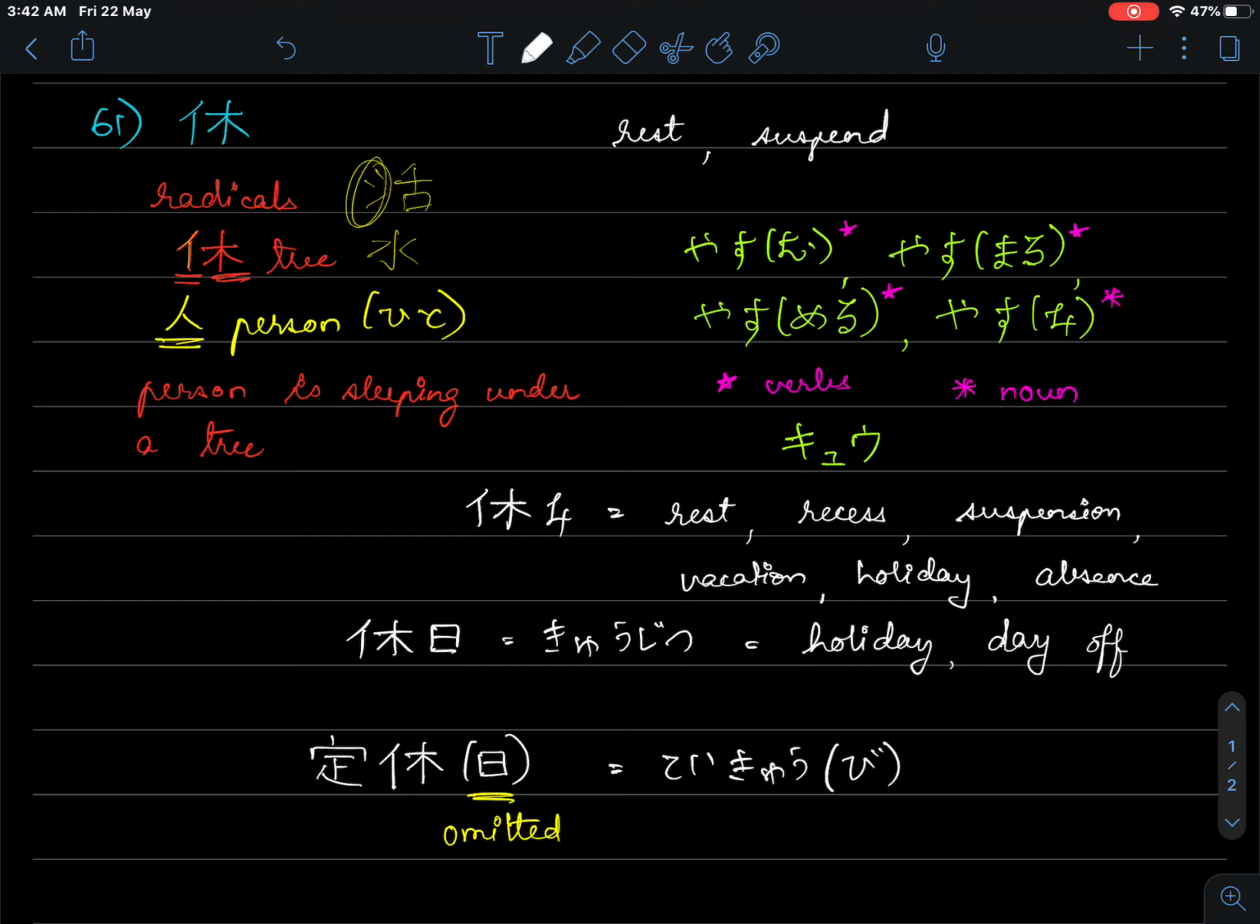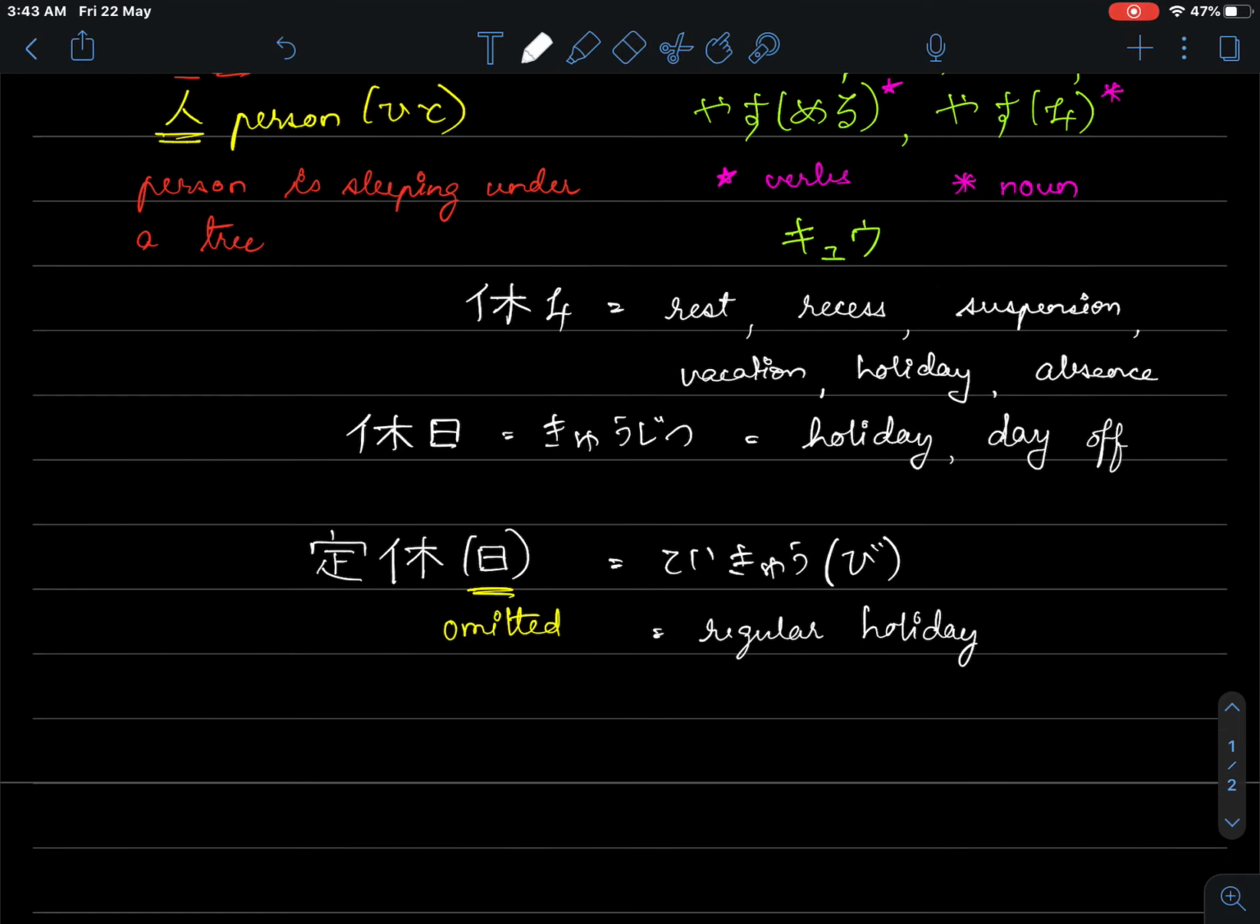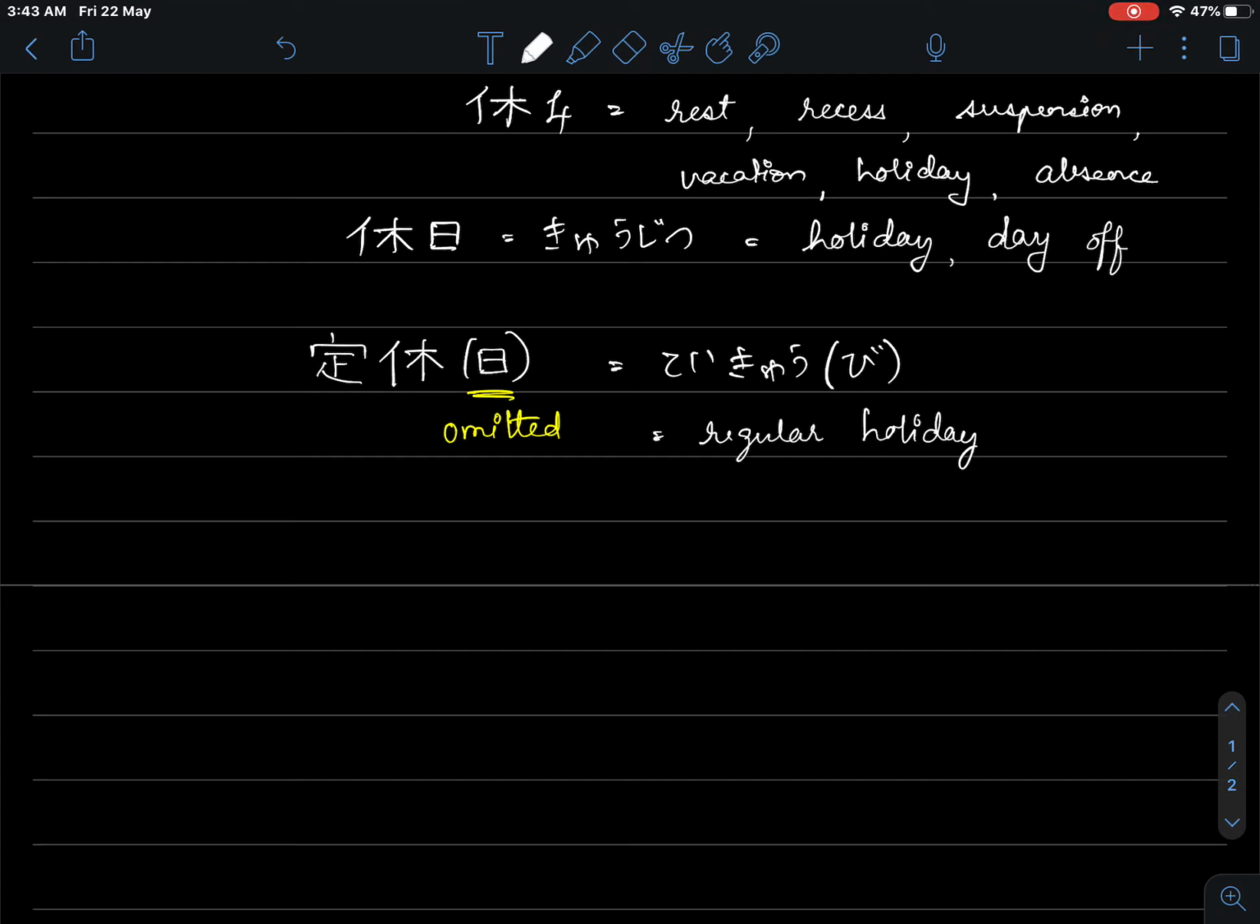Now if you remember, the first kanji means fixed. I hope you can remember what this kanji is. You're talking about something being correct under the roof, so it means fix. So teikyu is how you will read it. Teikyu means regular holiday, or it is already fixed to be a holiday. That's what it means. Let's have a look at one more word.